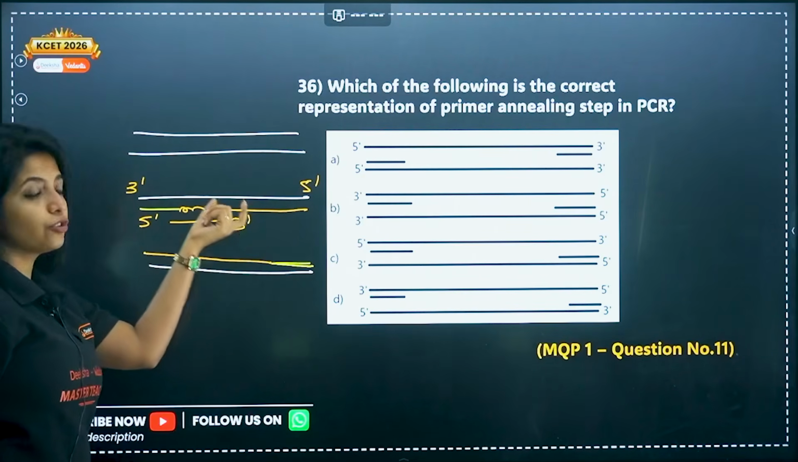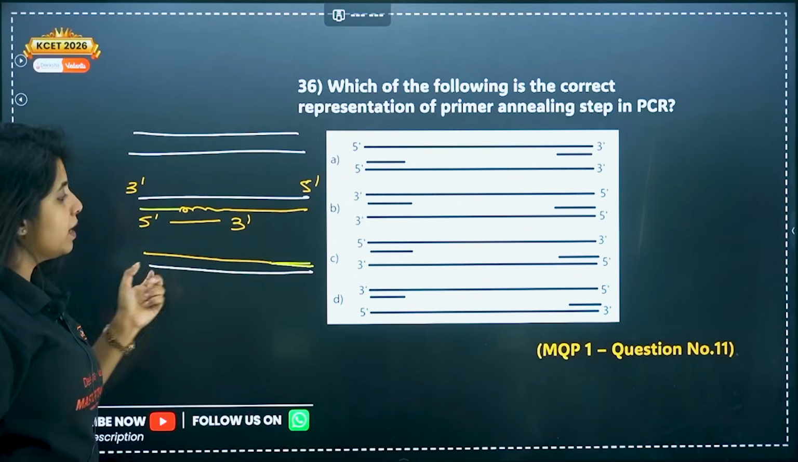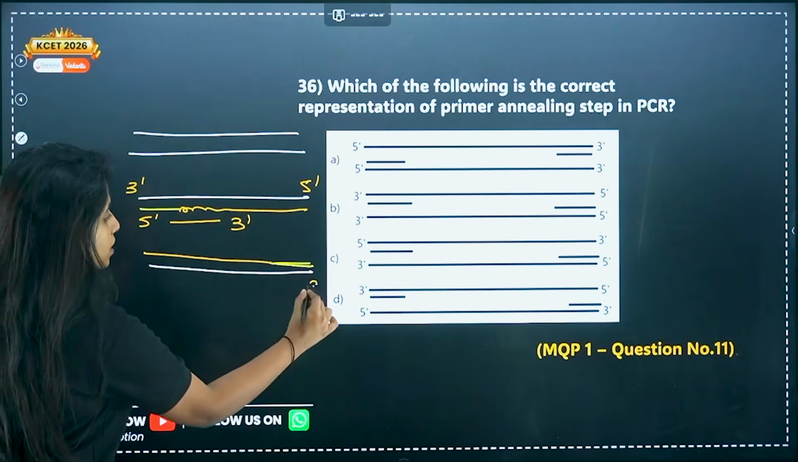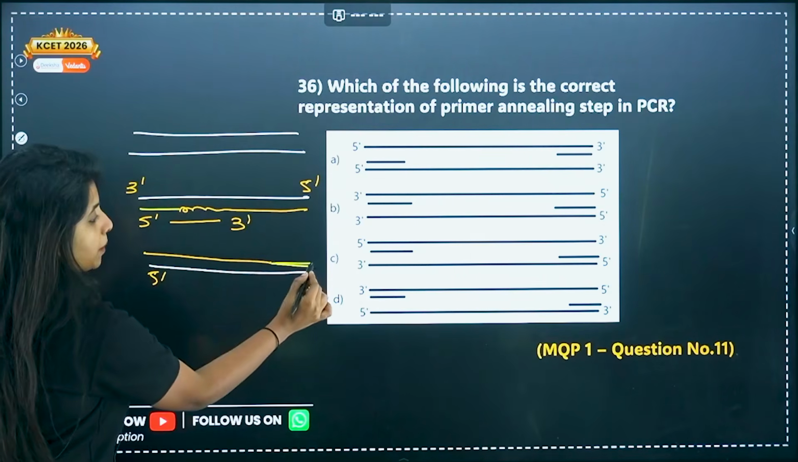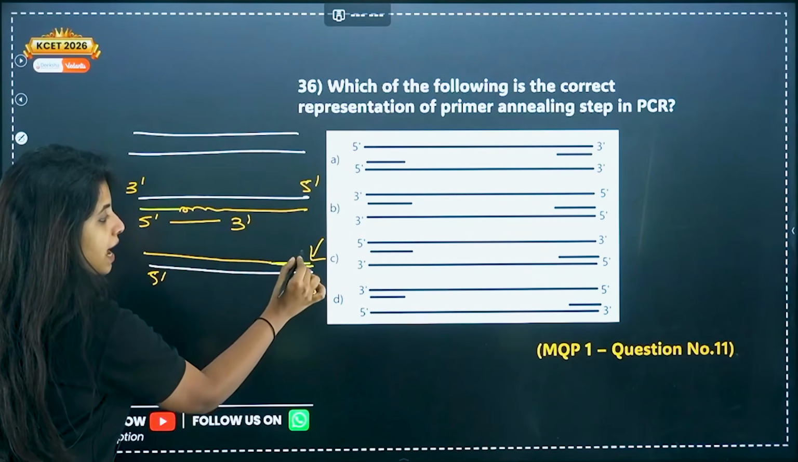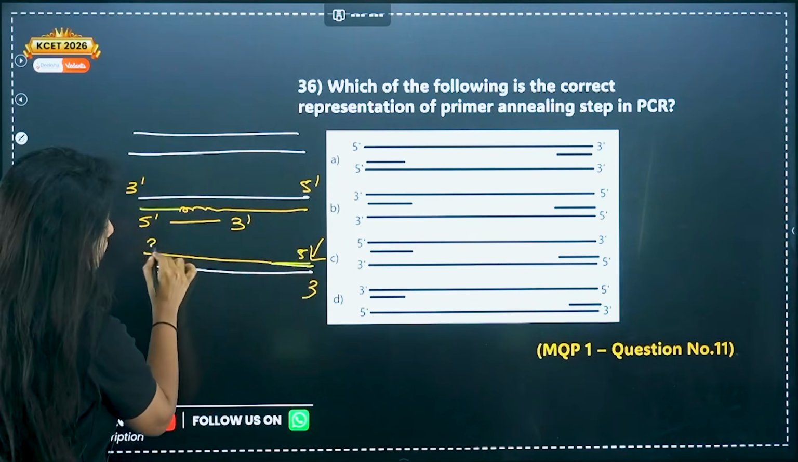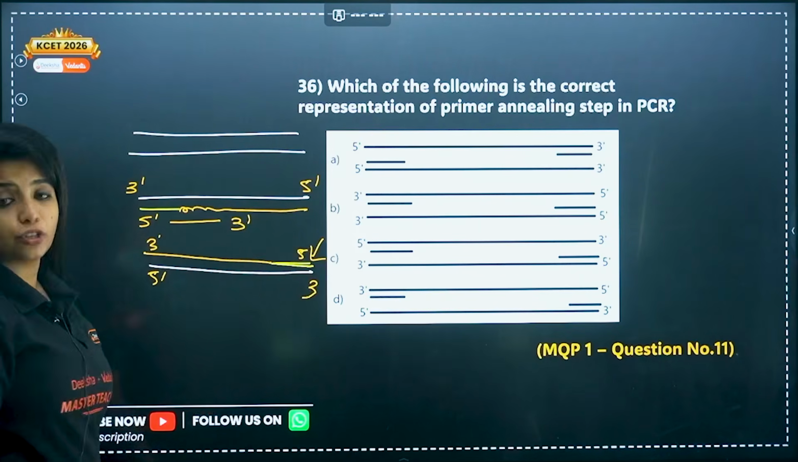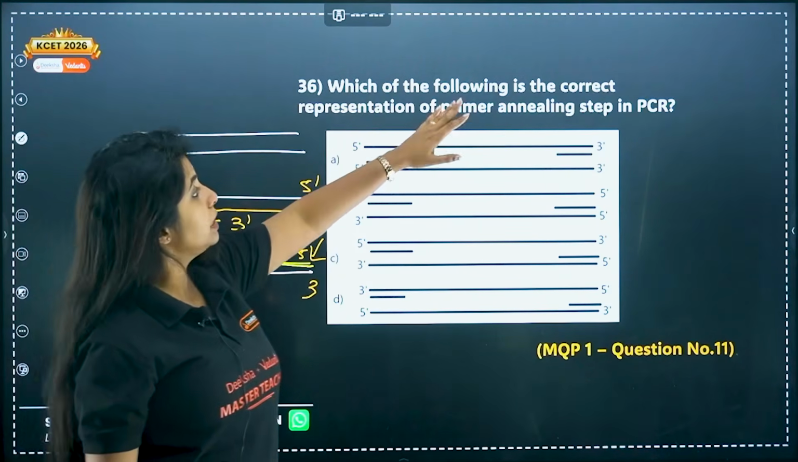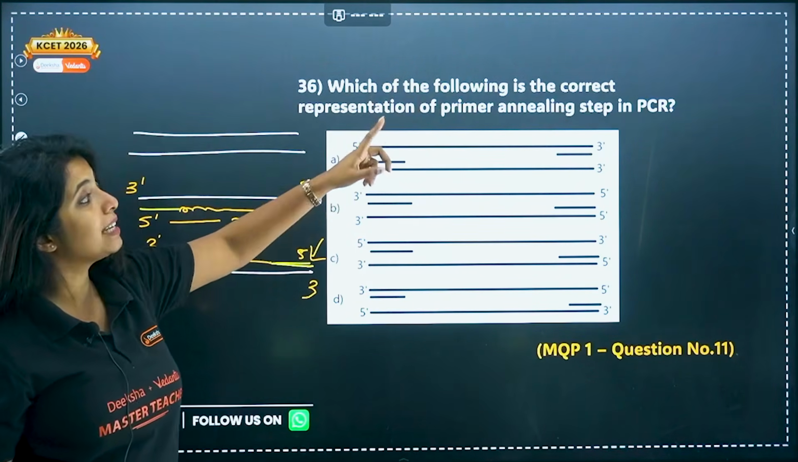So from 5' to 3' direction, it will be making the copy. Similarly, my dear children, suppose this is the 3' end, this is the 5' end. The primer will be coming and attaching over here and making a new strand opposite to this, in the 5' to 3' direction. So which of the following is the correct representation of the primer annealing step in PCR?